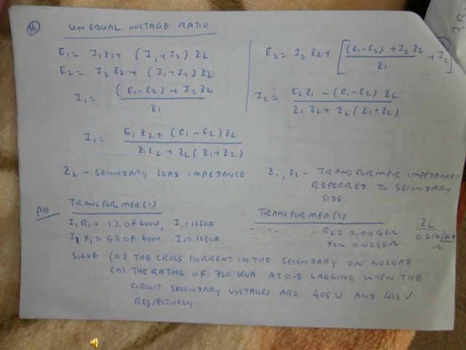E2 equal to I2 Z2 plus (E1 minus E2 plus I2 Z2) divided by Z1 plus I2. So there will be I2 equal to (E2 Z1 minus (E1 minus E2) ZL) divided by (Z1 Z2 plus ZL multiplied by (Z1 plus Z2)). So those are the equations for the equivalent voltage ratios, and based on those equations we have to solve two problems.